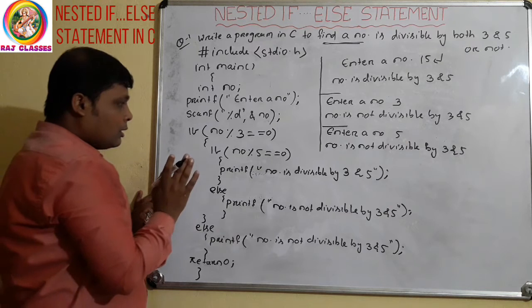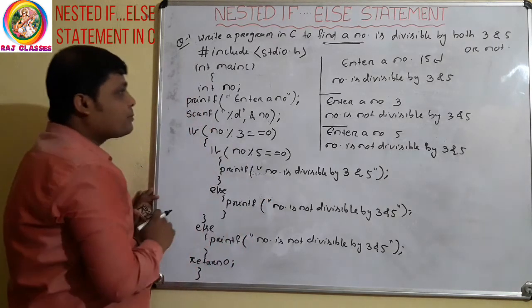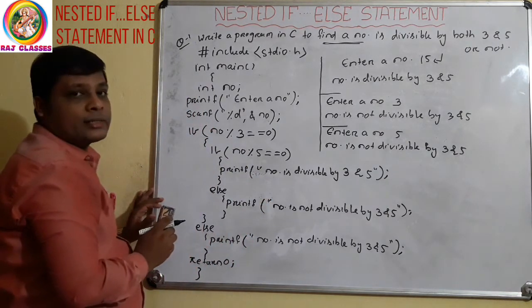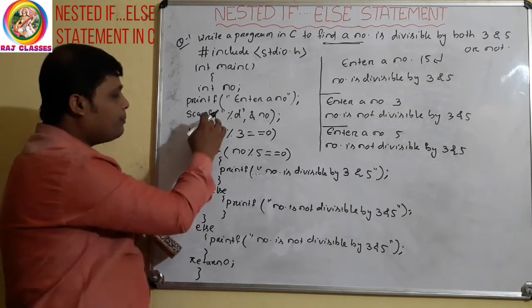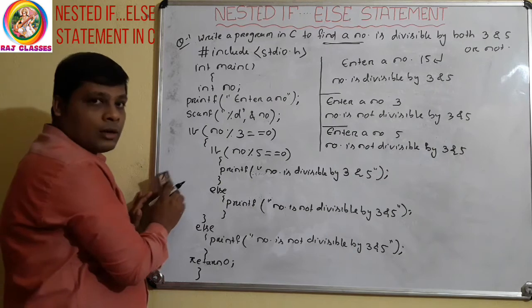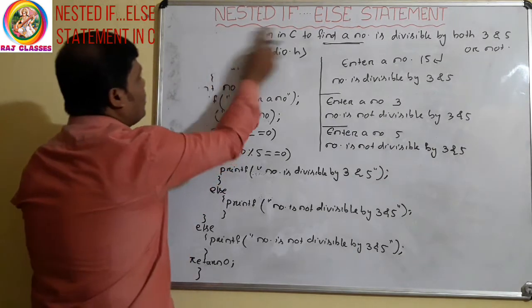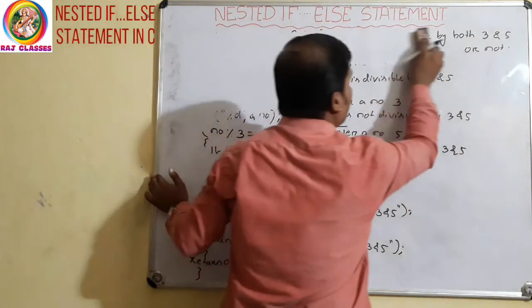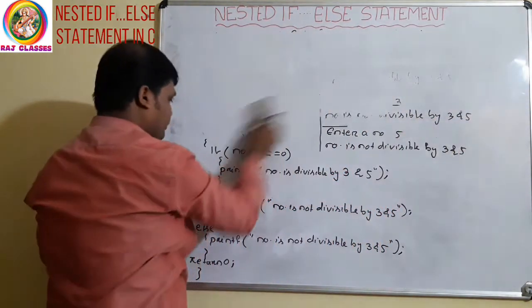In this nested if else program, one problem arises. If you don't write the if else in order, then one problem will arise. All of you clear? Just see that problem. What problem arises?